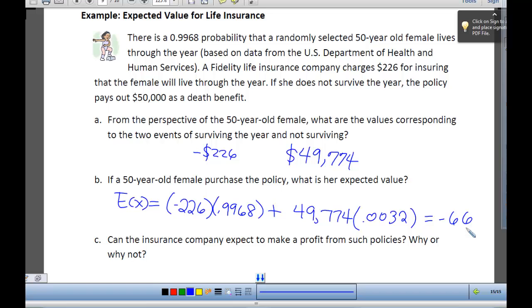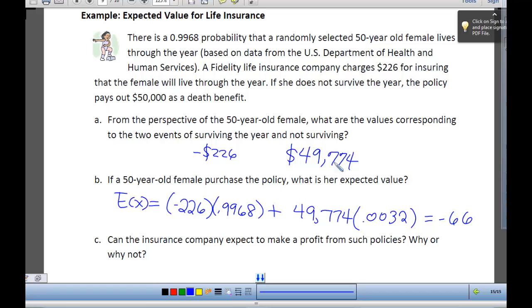Okay. So if we lined up 1,000 50-year-old women that purchased this policy, and then at the end of the year we assessed, each of them is going to do one or the other. These are the outcomes. They either lose 226 or somebody gets this, okay? But when we average those things together, we would expect that the average benefit would be a loss of $66 per person, okay? Questions about that?